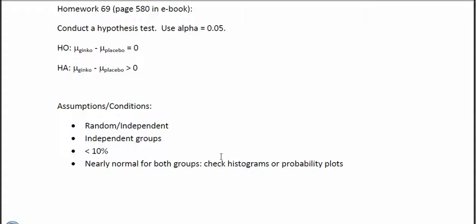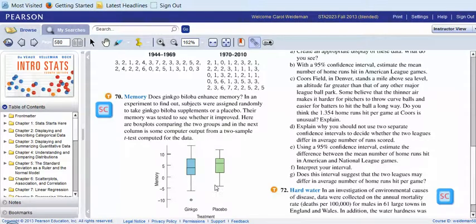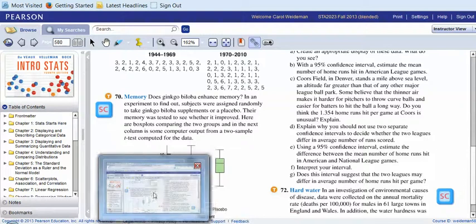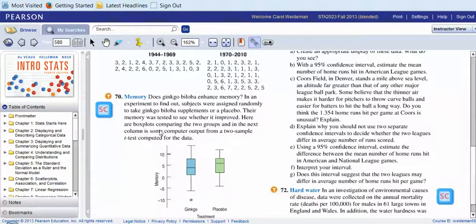And then nearly normal, we're going to check for both groups. We can do histograms or probability plots. Now, the textbook showed you the stem and the box plots. The problem with that is we can't really see modality. So let's go ahead and go back to the textbook and click here, and we're going to bring up the data set.